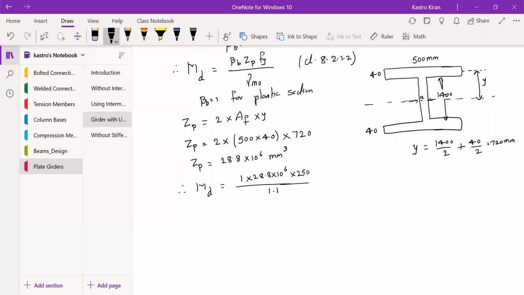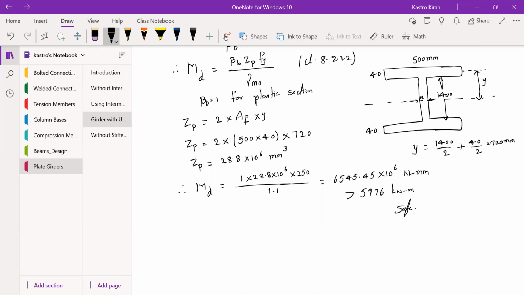If you solve this, it will be 6545.45 × 10^6 Newton mm. Now, how do you find out whether it is safe or not? Remember, this value must be greater than the maximum bending moment. What is the maximum bending moment we have obtained? It is 5976 kilonewton meters. 6545 is greater than 5976, which is the maximum bending moment. Therefore, it is considered safe.